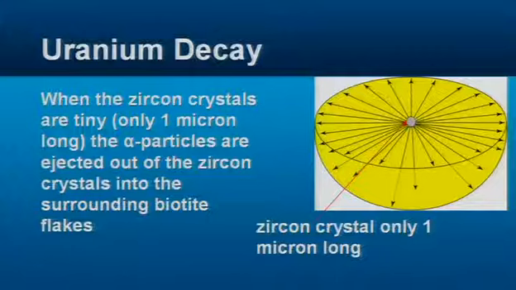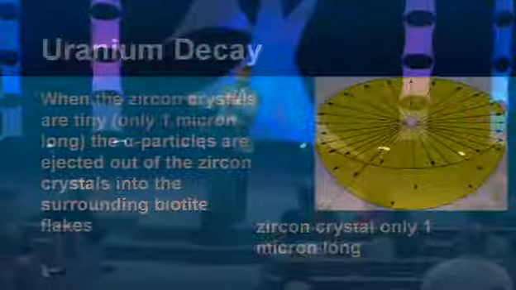However, in the biotite crystals, the zircon crystals embedded in them are usually very tiny. One micron is less than the thickness of a human hair, so it's quite small, but it's visible under a microscope. And these alpha particles shoot out like little bullets from the zircon crystal into the surrounding biotite. As I said on Tuesday night, it's like taking a gun and firing a bullet through a plaster board. It leaves a trail of damage, and that trail of damage discolors the biotite crystal.